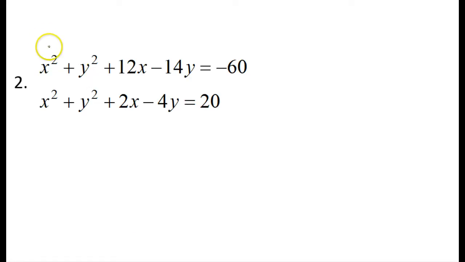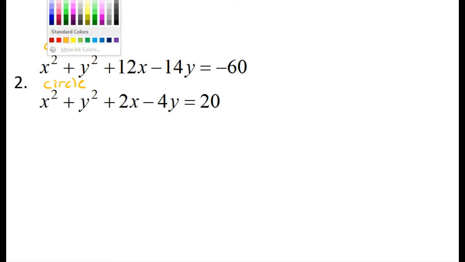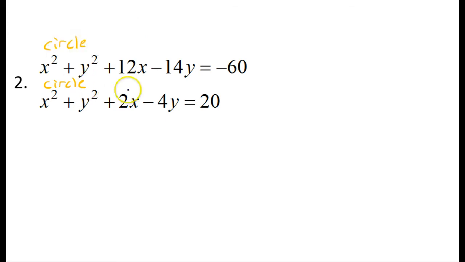Problem number 2 is very similar. This is a circle, and this is a circle. I know this because the x squared and the y squared have the same coefficient, 1 and 1. So whenever that happens, you have a circle. So let's find the intersection point of these two circles. Will we do substitution or elimination? Well, this looks like a good problem to do elimination.